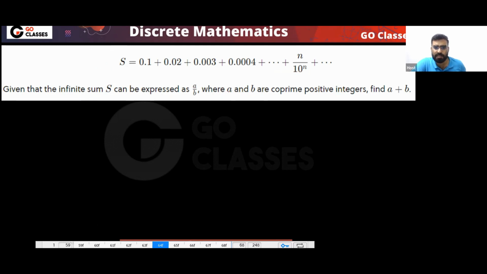So what will be the answer? The answer will be 91. Very good. Okay, so you can solve this question. I am not going to solve this completely, but the question is very simple.